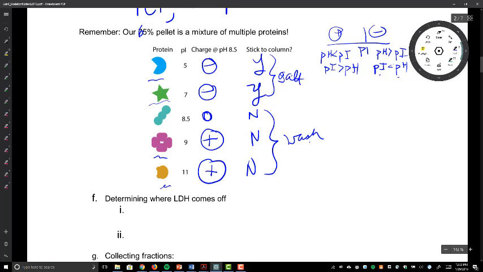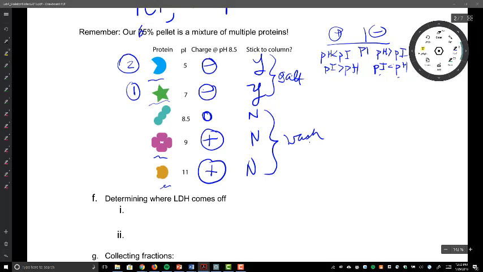And based on what I said about ion exchange earlier, which of these two proteins, the Pac-Man protein or the star protein, do you think will come off the column first? Well, I would think that the star protein would come off first at a lower salt than the Pac-Man protein, and that's because since the Pac-Man protein has a lower PI, it's going to carry a more negative charge at a pH of 8.5, and therefore is going to take more salt to kick it off than the star protein.